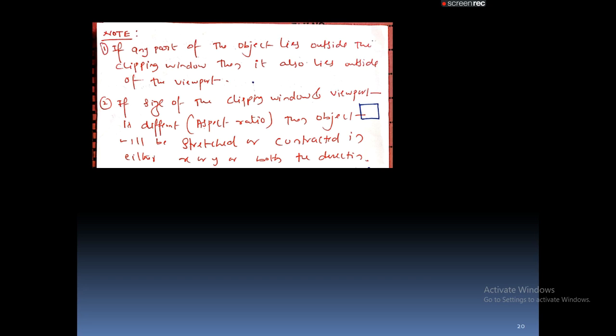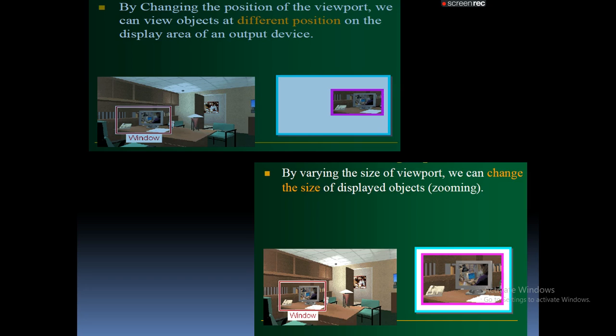And one more note is also very important. As you can see in the first diagram, by changing the position of the viewport, we can view objects at different positions on the display area of an output device. If you change the size, please see the first diagram on the right side, see the mouse pointer.